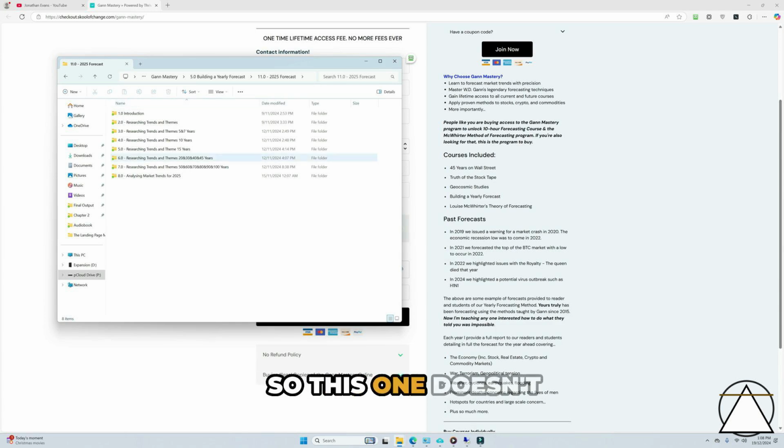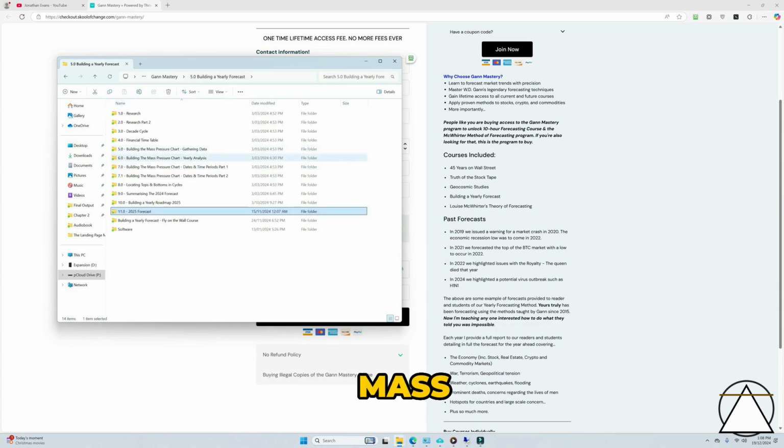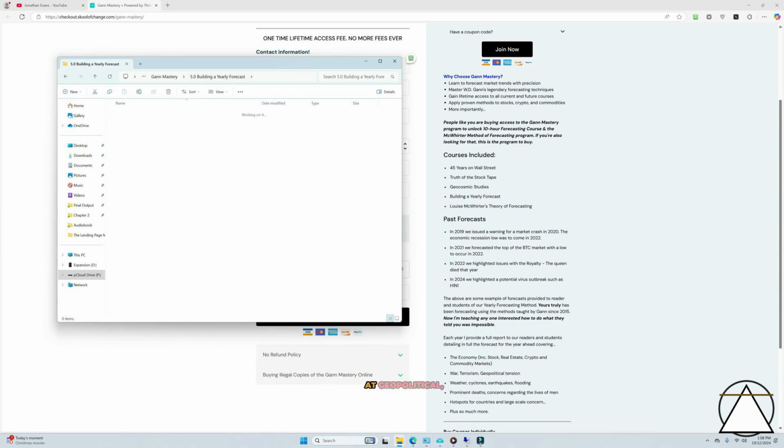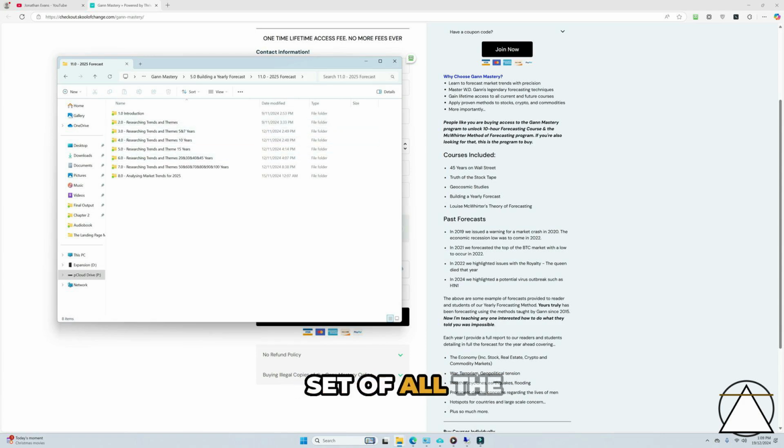Okay, so this one doesn't reapply the mass pressure theories. I only looked at geopolitical, social, economic, etc., all the events, news related. Okay, so this is how I forecast weather events. This is how I forecast deaths, terrorist attacks, etc. I'll show you the methods and what I'm looking for in each time period.